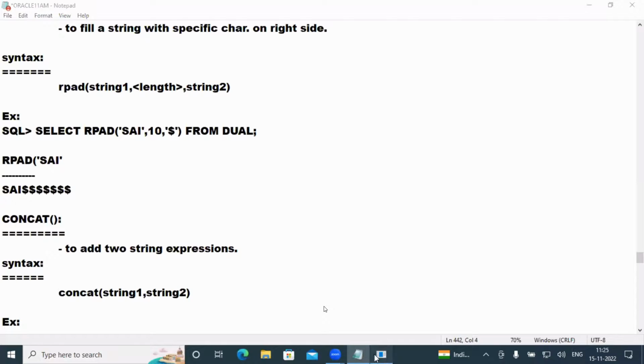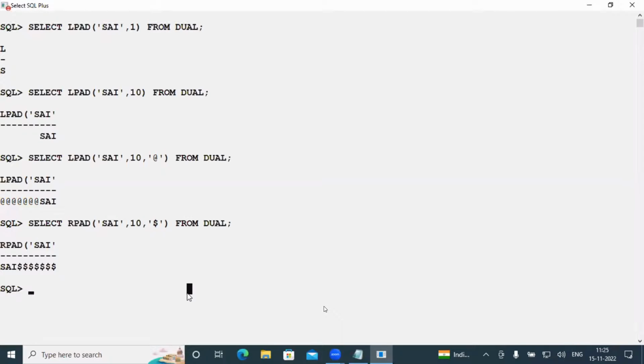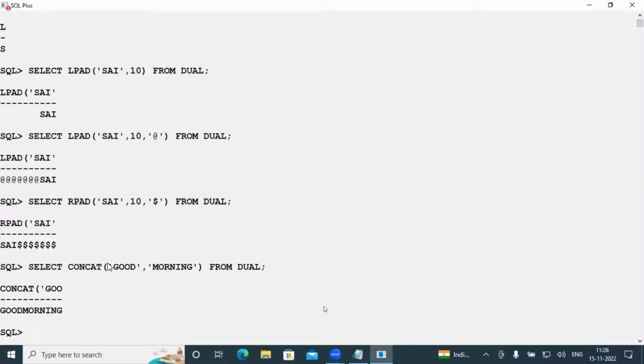So what is the example of concatenation here? Carefully observe. If you pass CONCAT of string one, suppose I'm giving here good and morning, these two string expressions will be combined, adding and showing as good morning.